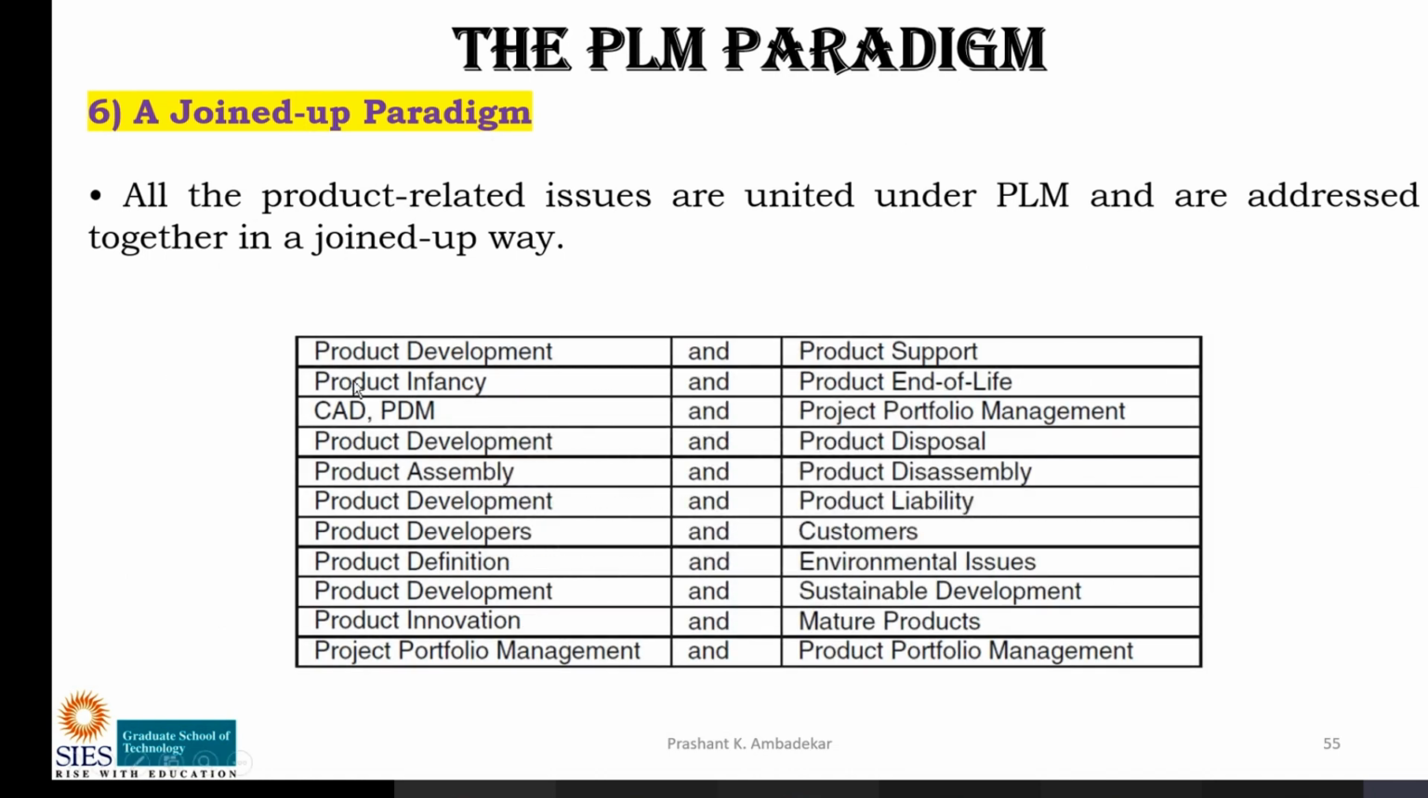here you can see these things. Okay, so first and second, they are connected. Product infancy and product end of life are connected. Then product development and product liability, product assembly and product disassembly, these things are connected. So whatever things can be connected, those things were connected in the joined up paradigm, in the PLM paradigm of joined up activity.